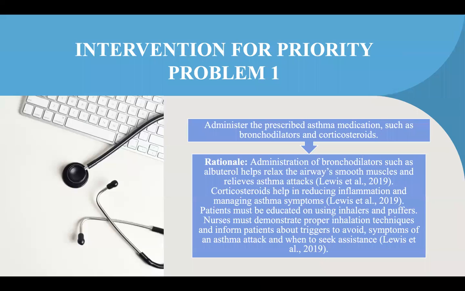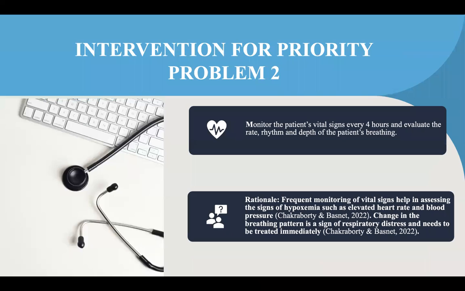Nurses must demonstrate proper inhalation techniques and inform patient about triggers to avoid symptoms of an asthma attack and when to seek assistance. The second intervention is to monitor the patient vital signs every 4 hours and evaluate the rate, rhythm, and depth of patient breathing. Frequent monitoring of vital signs helps in assessing the signs of hypoxemia, such as elevated heart rate and blood pressure. Change in the breathing pattern is a sign of respiratory distress and needs to be treated immediately.